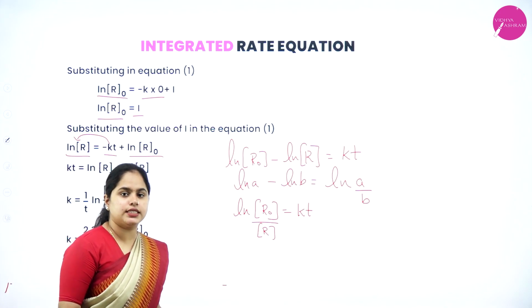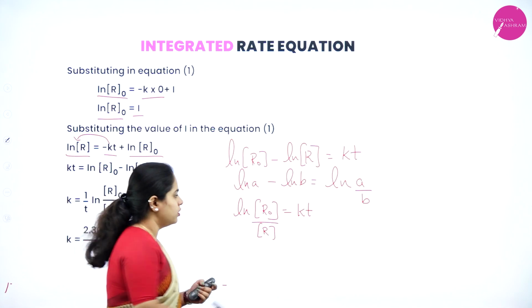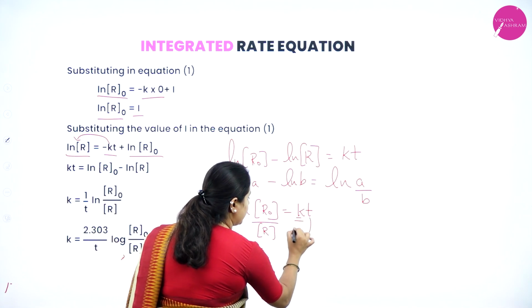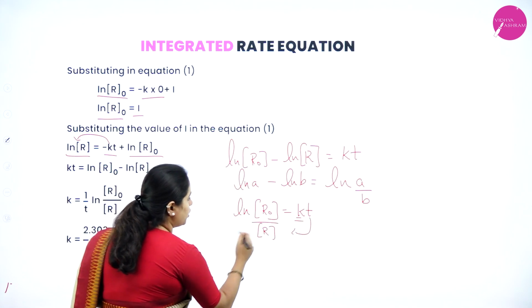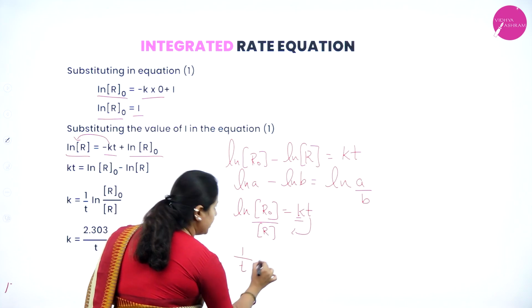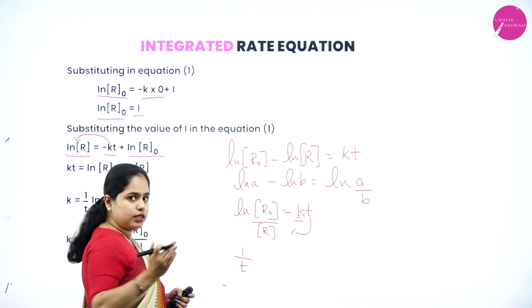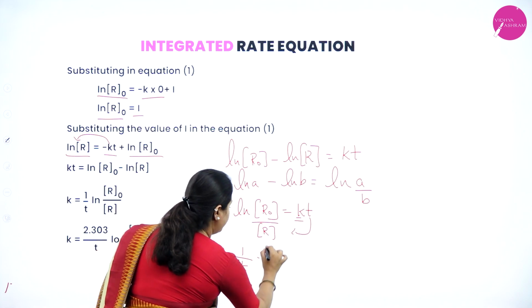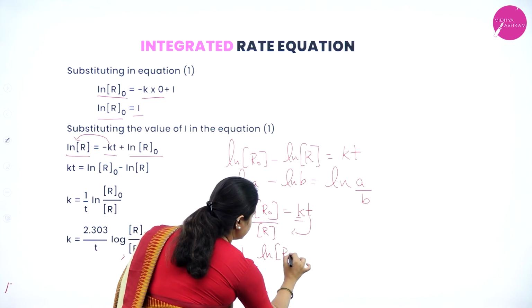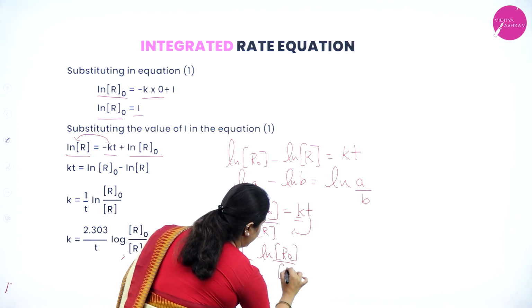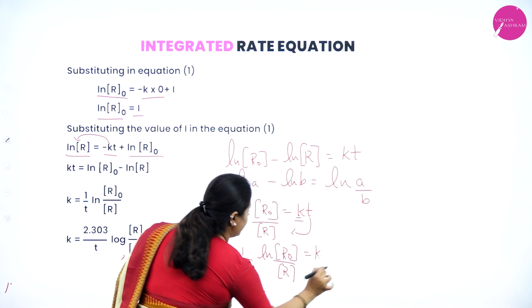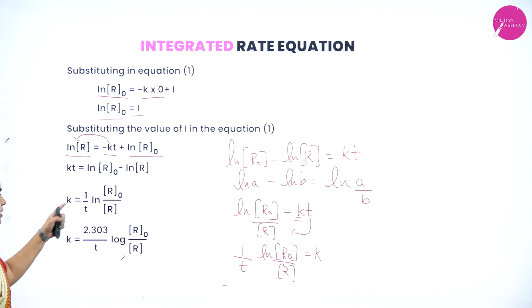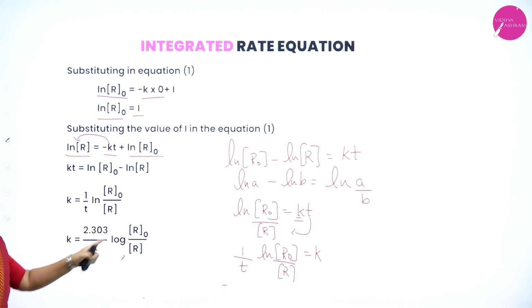Now we can write it in terms of K. K will be kept here, and T we can bring to the other side. So the equation becomes 1 by T. It is T here, so when we take it to the other side, it becomes 1 by T. 1 by T ln R0 by R will be equal to K. So that is the equation written here: K is equal to 1 by T ln R0 by R.